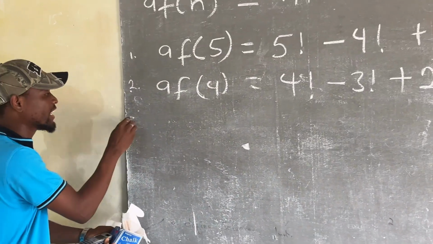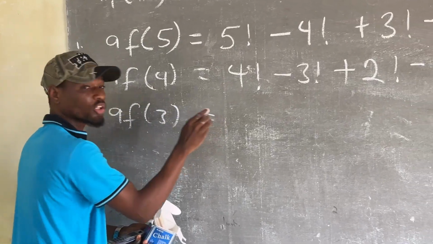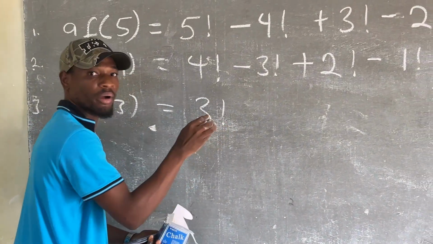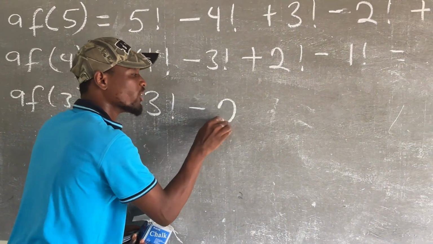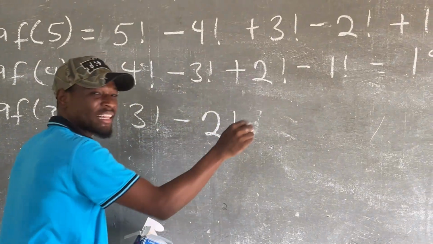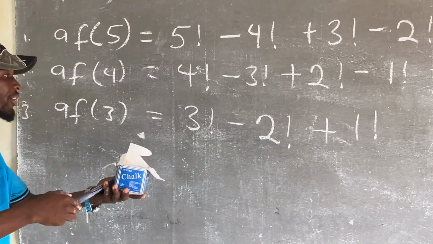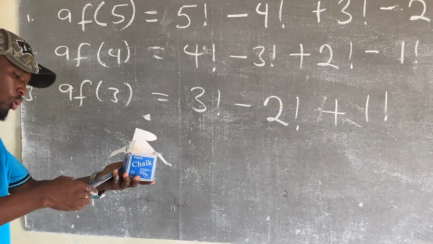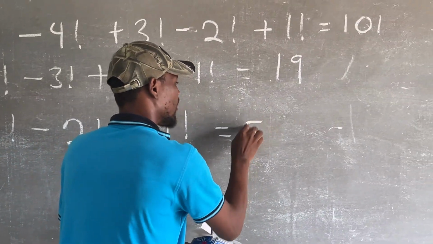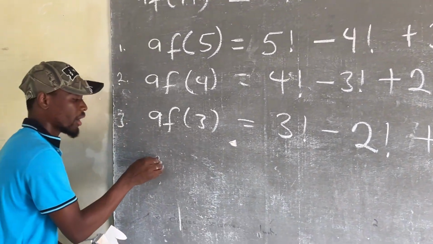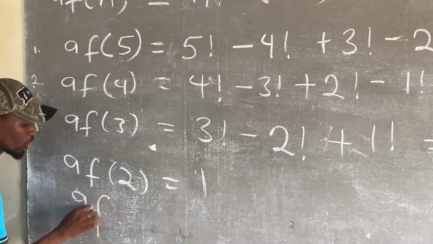Viewers, let us consider the alternating factorial of 3. You begin with the number 3, so you have 3 factorial. This is positive, so my next number attains a negative sign, so minus 2 factorial. Remember, this is negative, so my next term attains a positive sign. With the help of the calculator, I'm having 3 factorial minus 2 factorial plus 1, and we are getting 5.